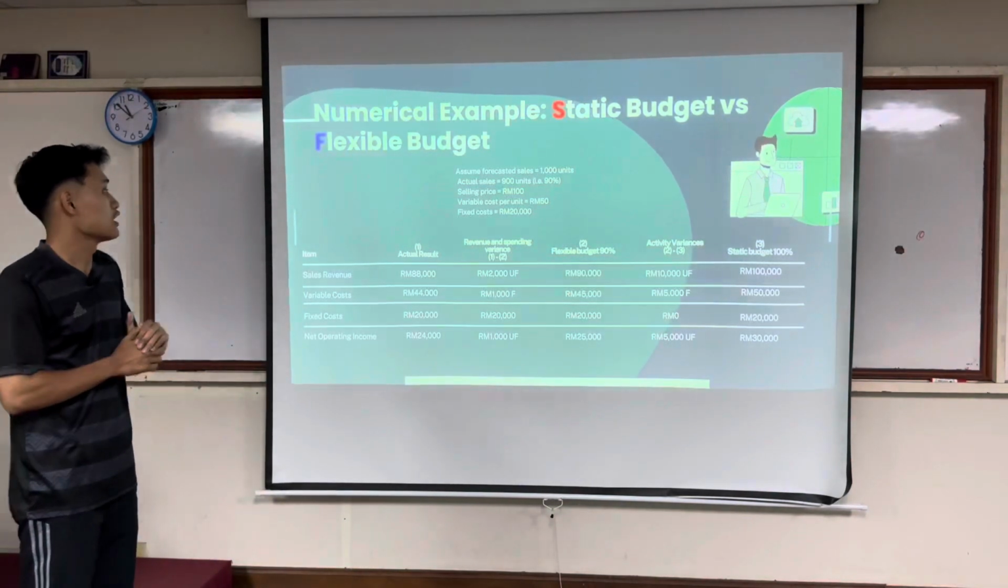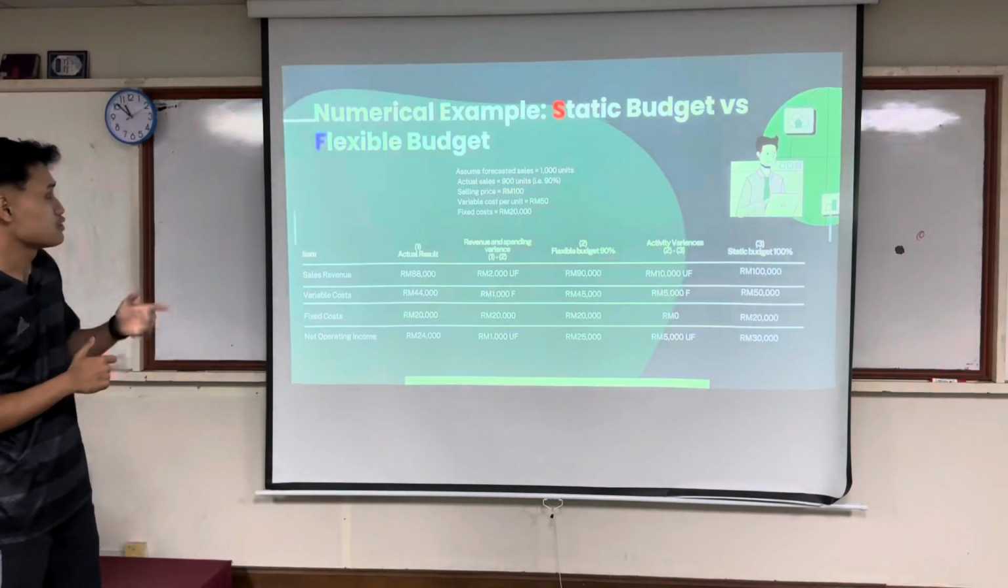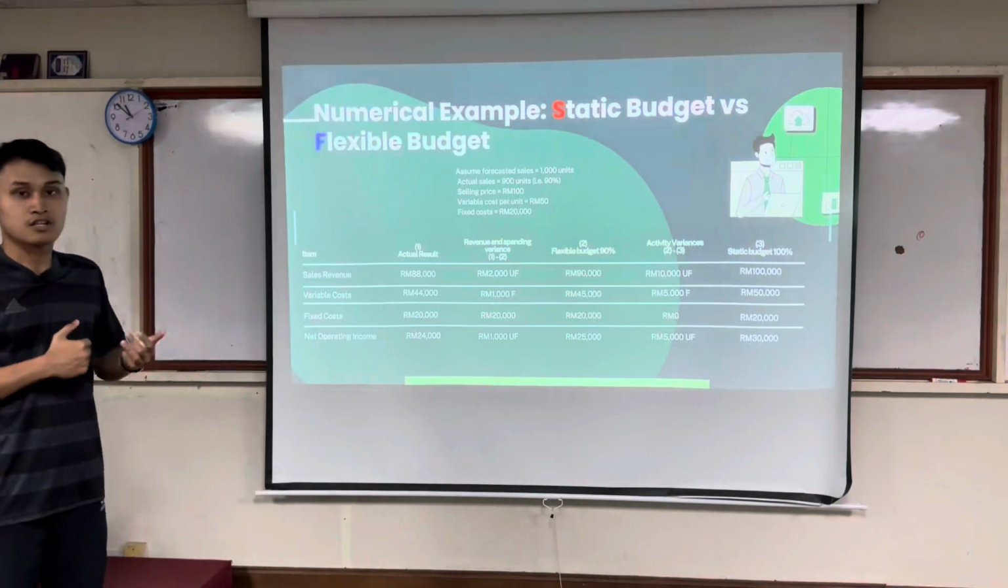So to conclude, these are the differences between the static budget and the flexible budget. So thank you.